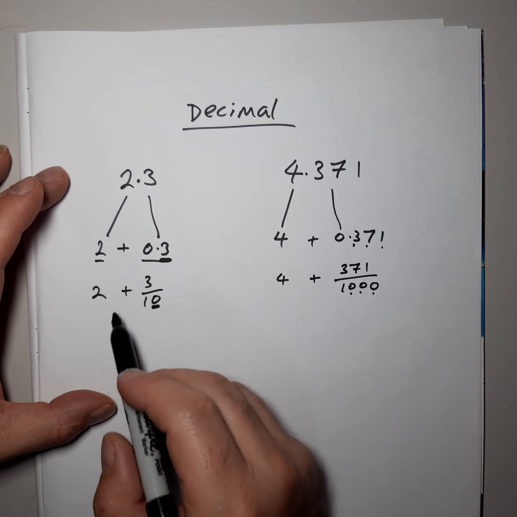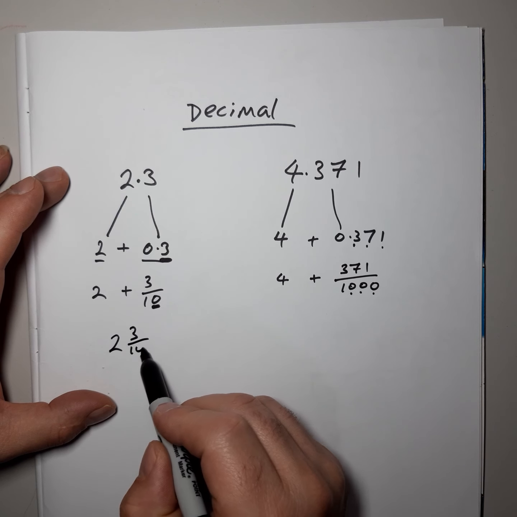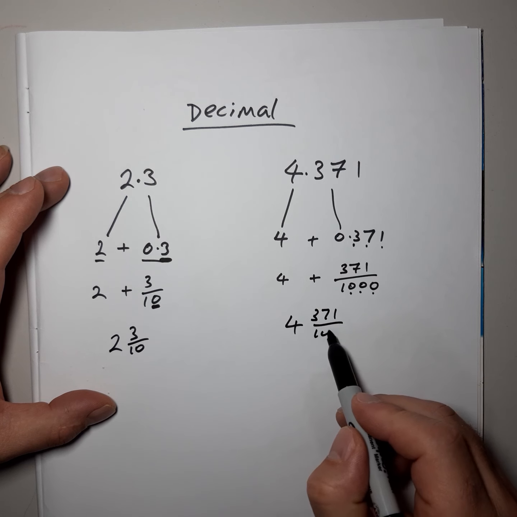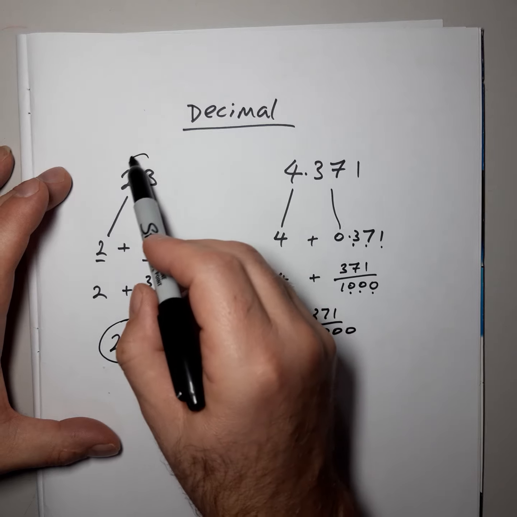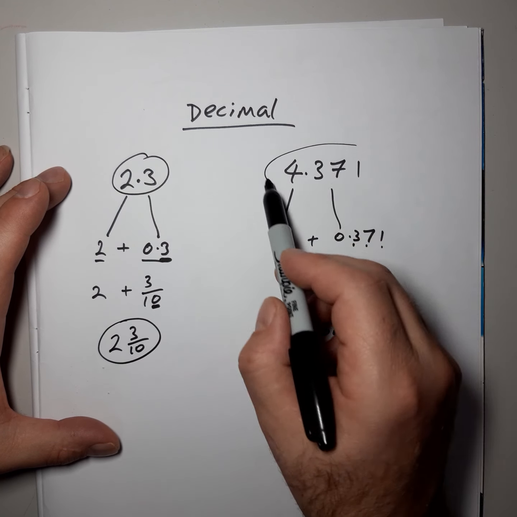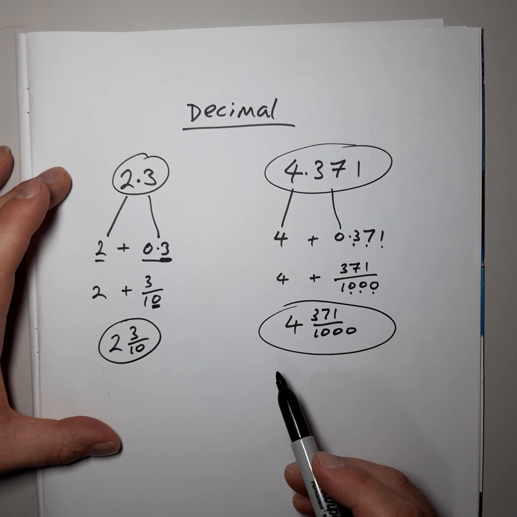Now, if you want to talk a little bit more about fractions, you obviously need to write this as 2 3/10. This is 4 and 371 1,000ths. So basically this number here and this number are exactly the same. This number here and this number here are exactly the same.